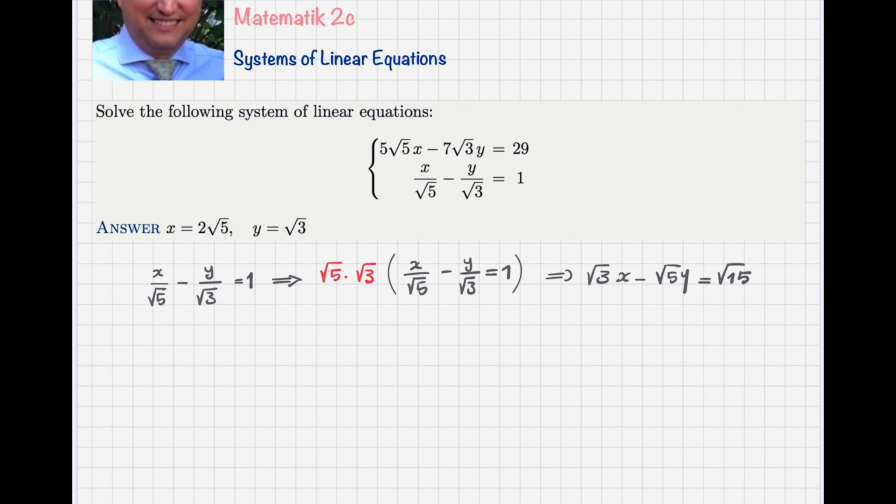Okay, now instead of considering this system, I can consider a system which is probably a little bit easier to work with because I do not have any fractions involved. So I'm just copy and pasting the first equation, and instead of the second equation I write what I got after multiplying both sides by this factor.